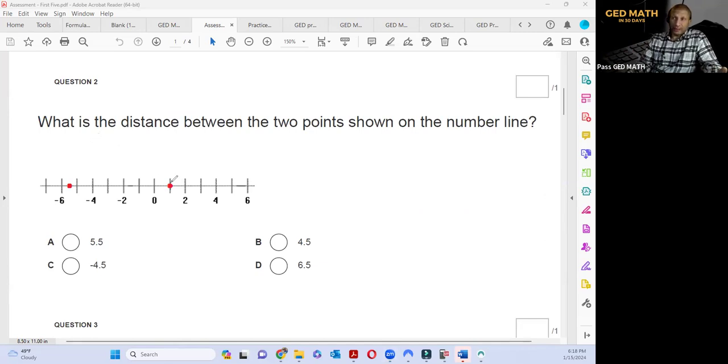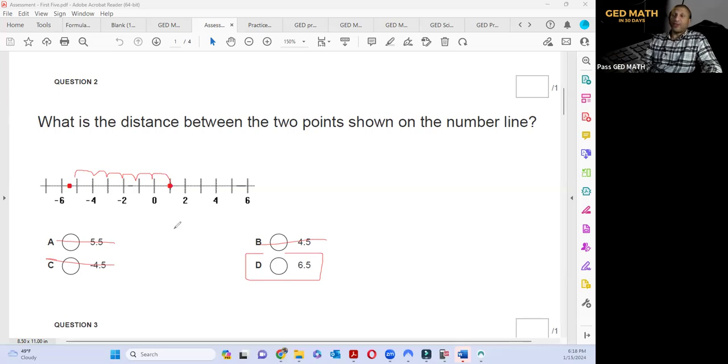So it's very easy. 1, 2, 3, 4, 5, 6. So we know it's at least 6. The distance between two numbers cannot be negative. So we know it's at least 6. Can't be that. Can't be that. I mean, 4.5, answer 6.5. Process of elimination, very easy problem.